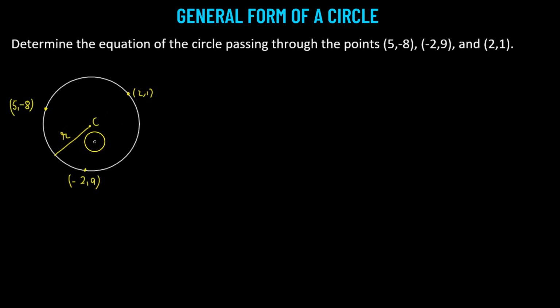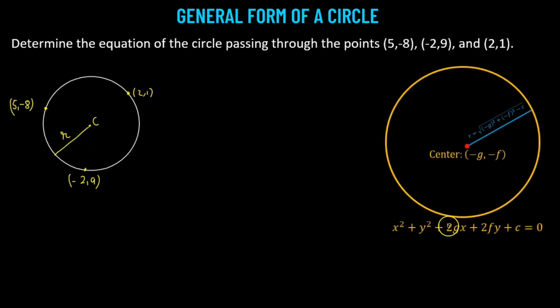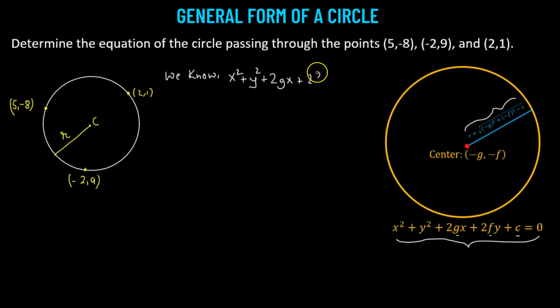So our goal will be to find the coordinates of the center and the radius. For this, we will be using the general form of a circle. The general form of a circle is given by this particular equation, and here g, f, and c are constants. Then the center is defined as the coordinate (-g, -f), and the radius is given by this particular equation. So we're going to start with the general form: x squared plus y squared plus 2gx plus 2fy plus c equals 0.